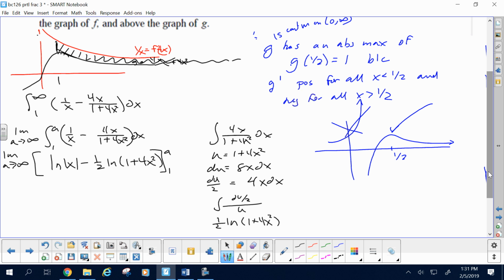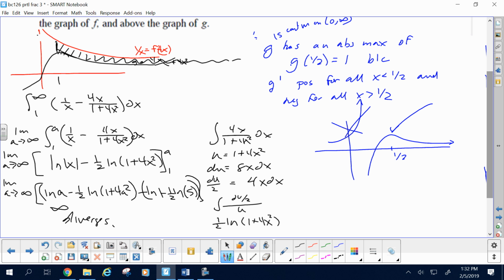Are you succeeding? Okay, the hard part, the gotcha's coming. So, the limit as a goes to infinity of natural log. Did you combine these or just keep it separate? Keep it separate. Okay, so natural log of a minus 1/2 natural log of 1 plus 4a squared. All that, subtract natural log of 1 minus 1/2 log of 5. Okay? You tracking? So here's where I bet you said this is infinity. Oh, I stop and it diverges. And that's where you just lost.